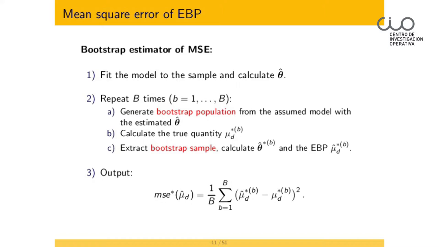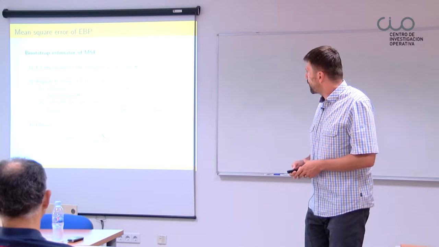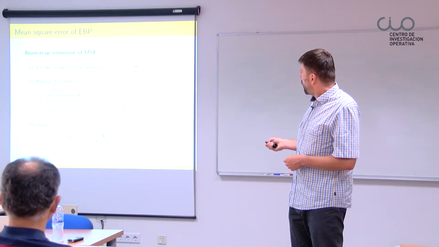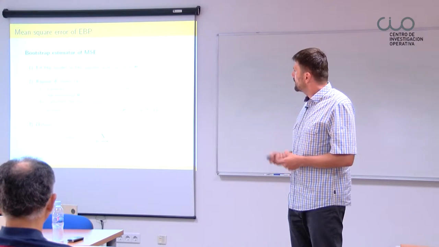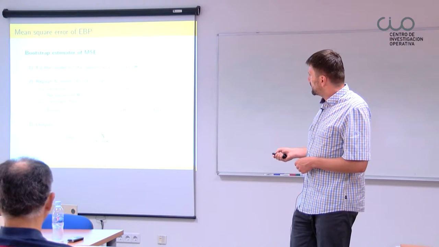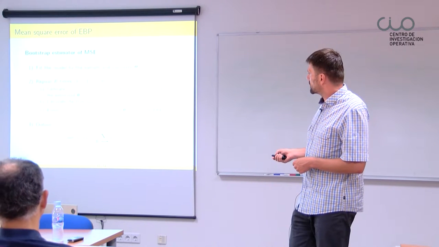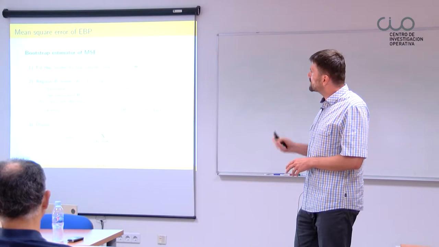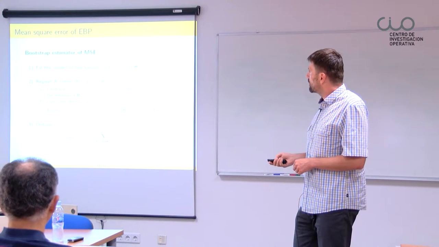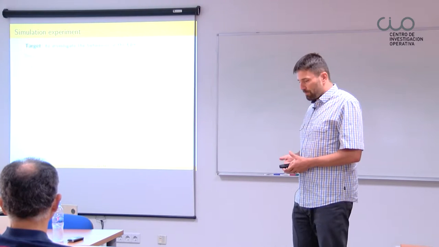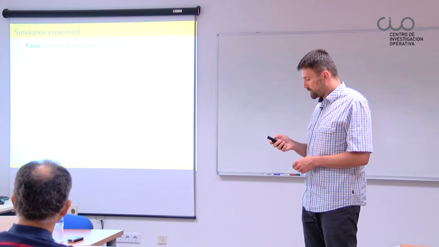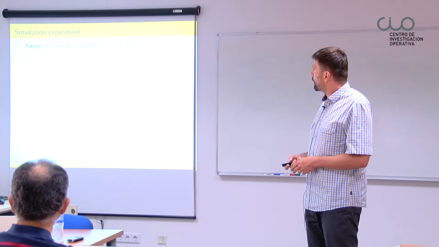Then we calculate the true quantity, since we have generated the population, so we know it. Then we extract a sample from the population, and for this sample, we calculate again the estimate, the empirical best predictor of the quantity of interest. This is repeated many times, and at the end, as the output, we take the variability of our estimator with respect to the true value of the population. So this, in some sense, estimates the variability of our estimator. This is the third estimator, which I present, for estimating the mean square error of the empirical best predictor. To study the practical behavior of the empirical best predictor, we have carried out a simulation experiment.